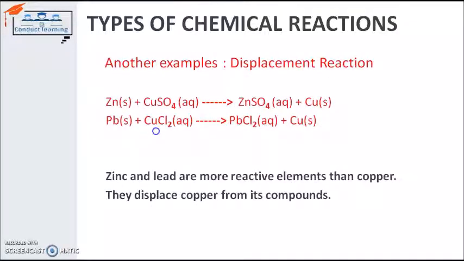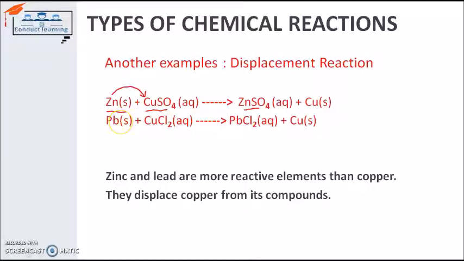Another example of a displacement reaction, as we have taken here, is zinc and copper sulfate solution. Here we can again see zinc displaces copper from copper sulfate solution and forms zinc sulfate and copper on the product side. We can see zinc is represented by Zn here, and copper sulfate is represented by CuSO4. And this zinc displaces the copper and forms zinc sulfate, and copper as an individual element.